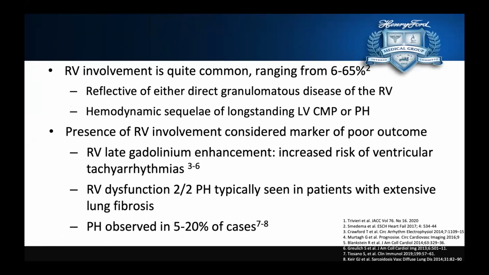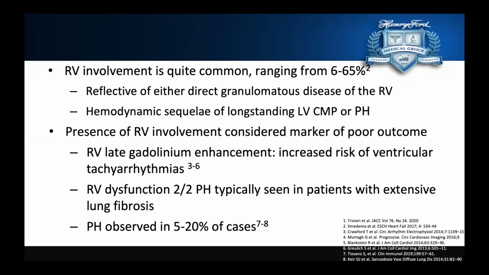Now, RV involvement is also quite common and ranges from about 6 to 65%. Again, this depends on the studies, and it's reflective of either granulomatous disease of the right ventricle or hemodynamic sequelae of longstanding cardiomyopathy or pulmonary hypertension. The presence of RV involvement is considered a marker of poor outcome. So RV late gadolinium enhancement actually portends an increased risk of ventricular tachyarrhythmias.